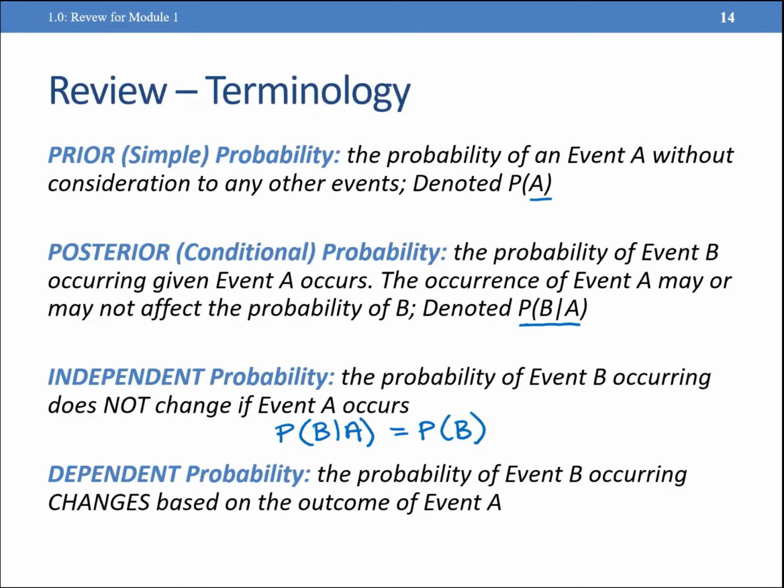Now, that said, dependent probability means that it changes. That probability would change. So what's the probability of B given A? It's not going to be the same. That probability is going to change. So this would be if Tom Brady gets hurt, then that probability would change substantially. It would be very, very low.